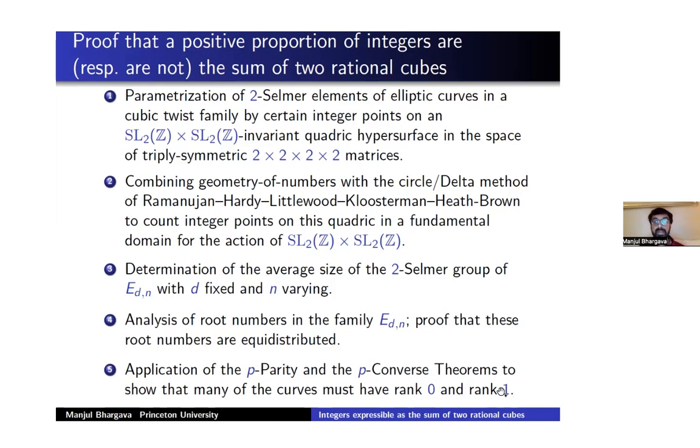So that's sort of the outline of the proof, and I'll say a little bit more about each step in the coming slides. Quick question, is it just in the last step where the good reduction at two comes into play? That's right, that's exactly right.